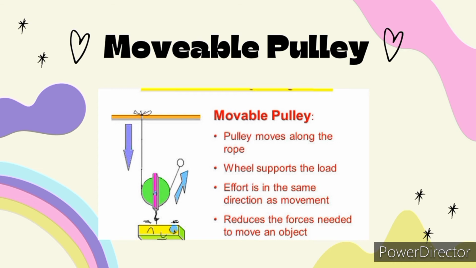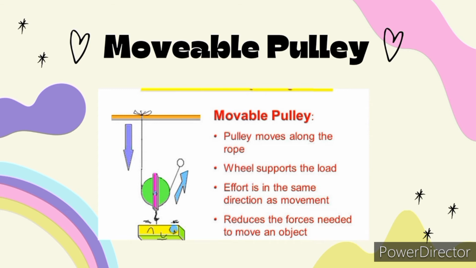So in a movable pulley system, part of the load is supported by a fixed object. The fixed object can be a wooden or a metal beam. Then the other part is supported by a person. So one part is fixed to an object, while the other part is supported by a person. So the pulley moves along a rope.